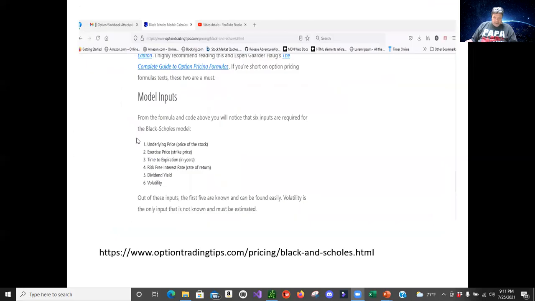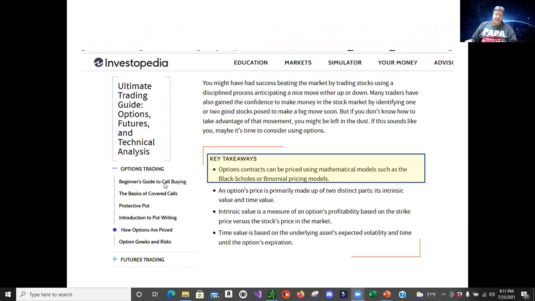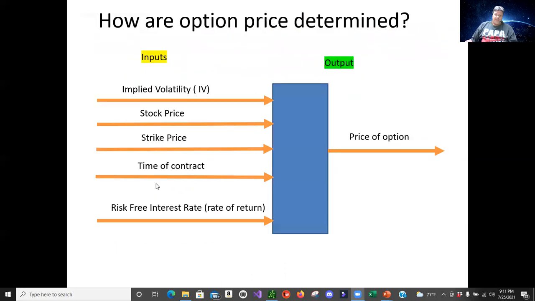Okay, so what I want to look at right now is one here that shows what the inputs are. So here are the inputs that I found. From the formula, you'll notice the 6 inputs required are the underlying price, the exercise price, the time to expiration, the risk-free interest rate or rate of return, the dividend yield, and volatility. And that's everything I had put on this slide right here.